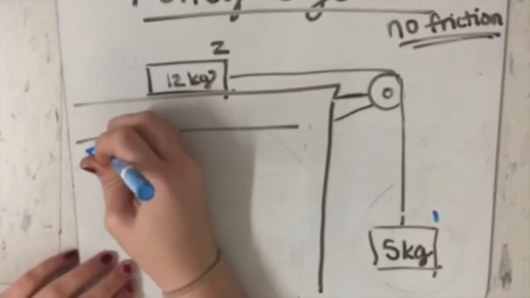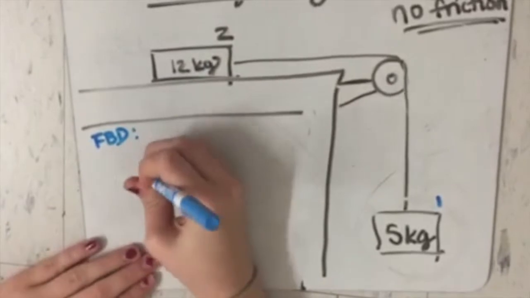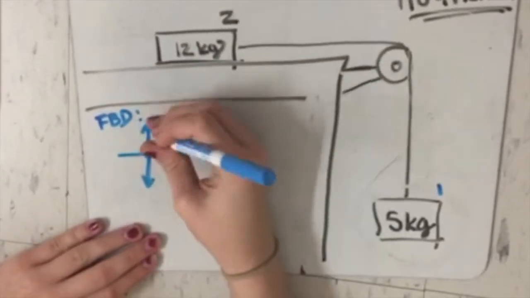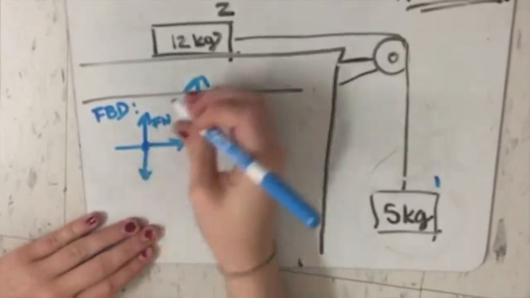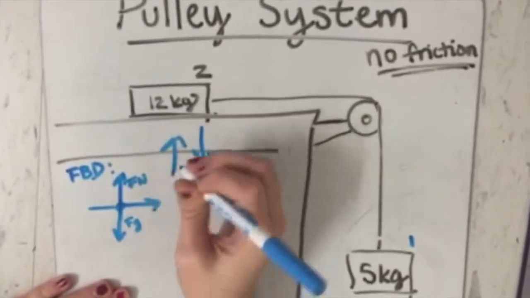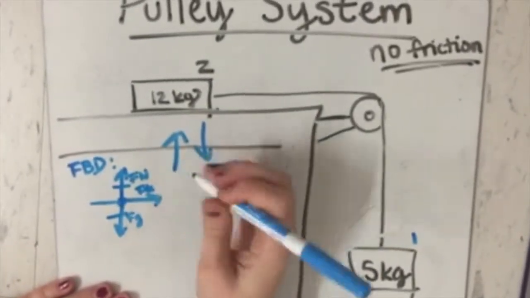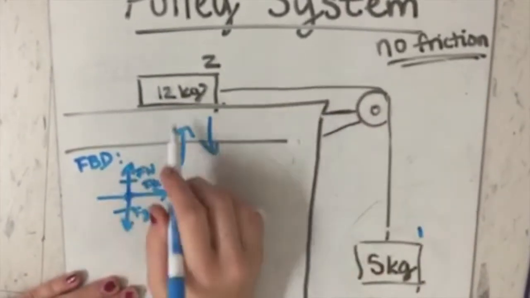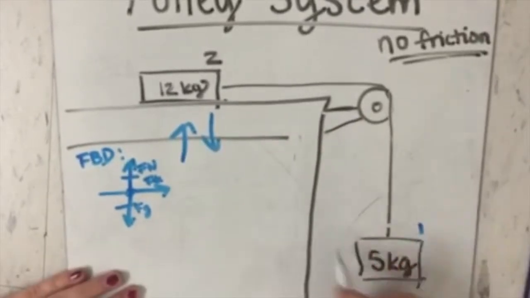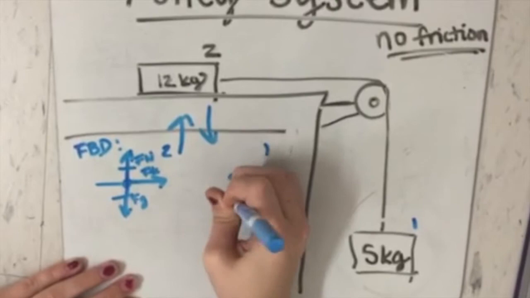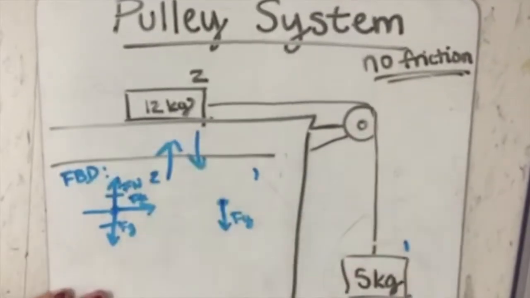To draw the FBD for block 2, in this case there are 3 forces. F of N, because the table is pushing up on the block. F of G, because gravity is pushing down. Since there is no vertical motion, these 2 forces cancel out. Then there is F of T. This is how block 2 is being pulled by block 1. For block 1's FBD, there are 2 forces: F of G, which is the gravity pulling the whole system down, and F of T, which is pulling up.